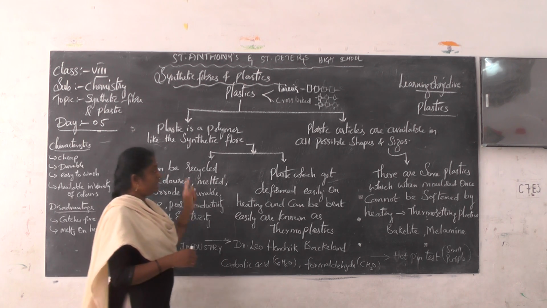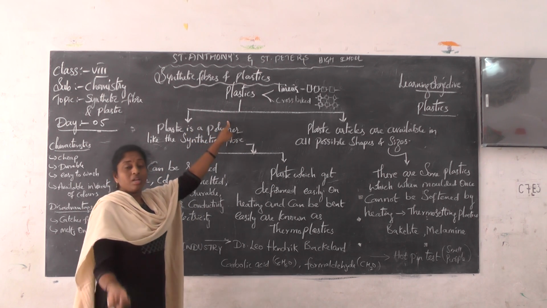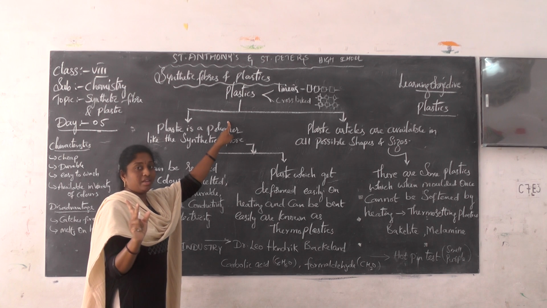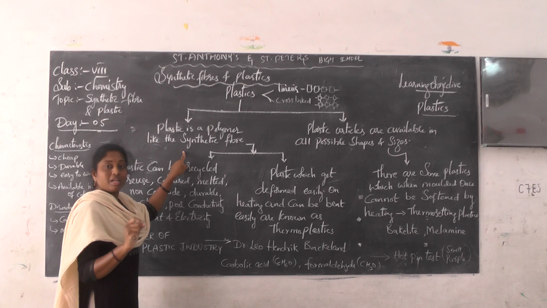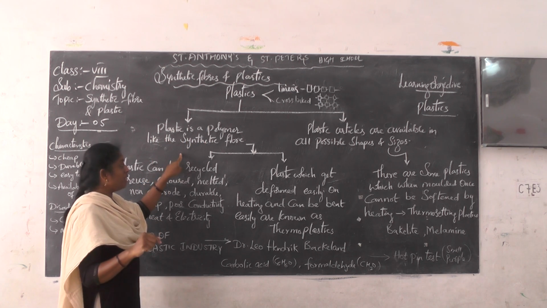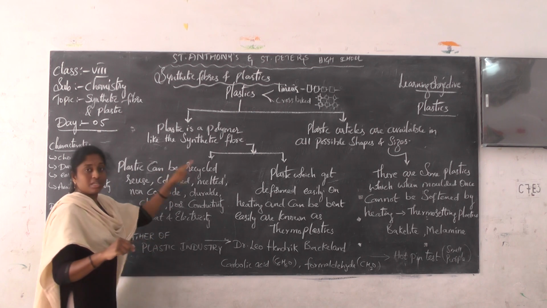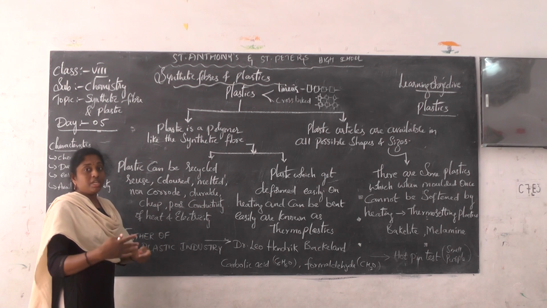Now we talk about the next thing. We have now completed the different types of arrangement, that is the linear arrangement and the cross-link arrangement. And next we studied what a plastic is. Plastic is a polymer, like a synthetic fiber, and we studied how plastic is used in our daily life. These are all the things we are using in our daily life.